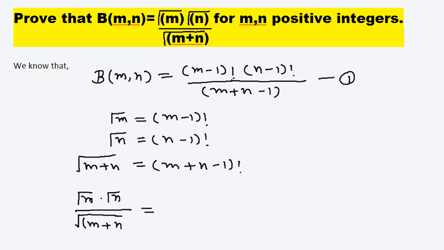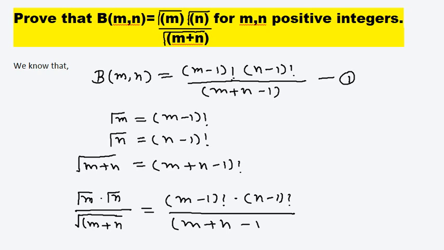So now you can see that factorial (m minus 1) times factorial (n minus 1) upon factorial (m plus n minus 1). It is our equation 2.